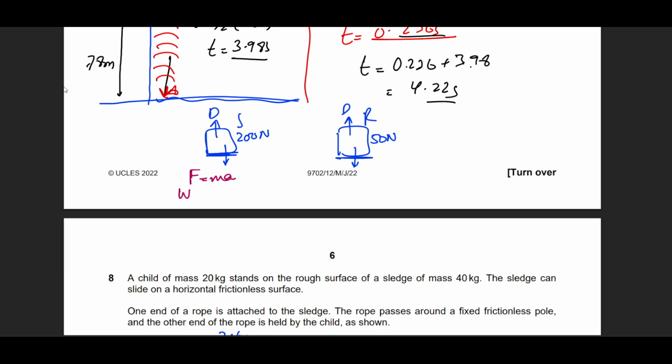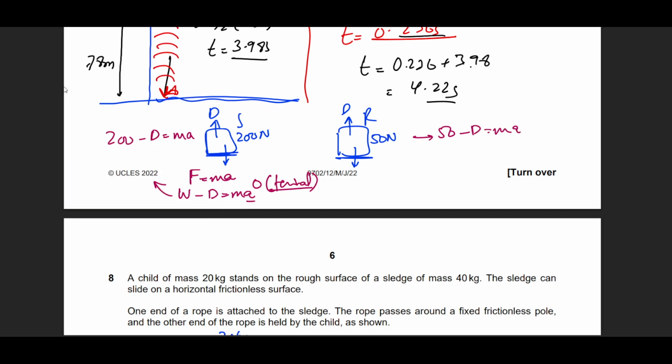So what does that become? Weight minus drag equals ma. If the acceleration has to become 0, because we want to attain terminal velocity, then this equation actually comes down to 200 minus drag equals ma. And for this one, it becomes 50 minus drag equals ma, right?